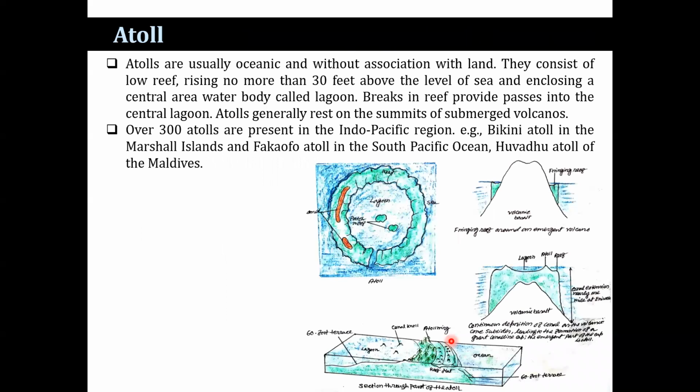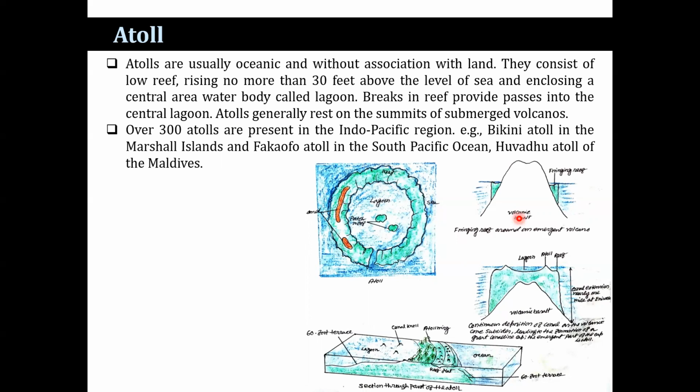Now, what is an atoll? Atolls are usually oceanic and without association with land. They consist of a low reef rising no more than 30 feet above sea level and enclosing a central area, a water body that is also called a lagoon. Breaks in a reef provide passes into the central lagoon, and atolls generally rest on the summits of submerged volcanoes.